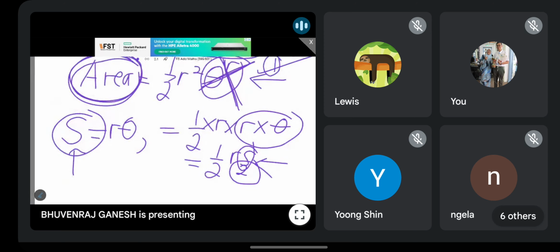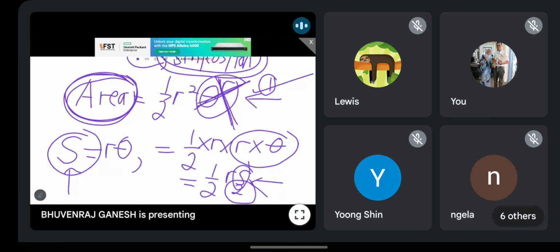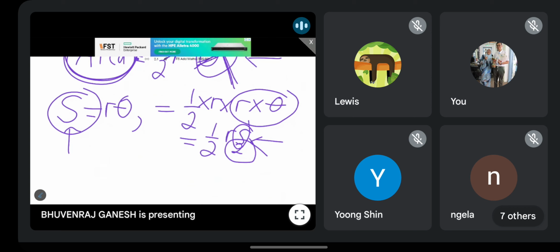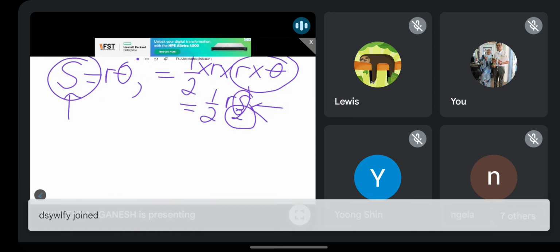Dia ada dua rumus sebenarnya. A lot of people will think there is only one, but you must know how to modify. Kamu kena tahu cara nak ubah. Okay, you must change the formula on your own.